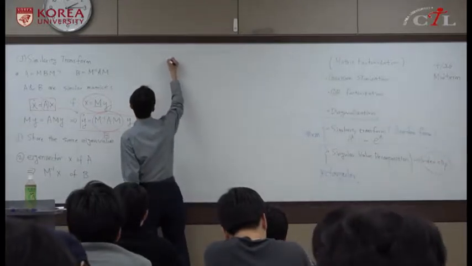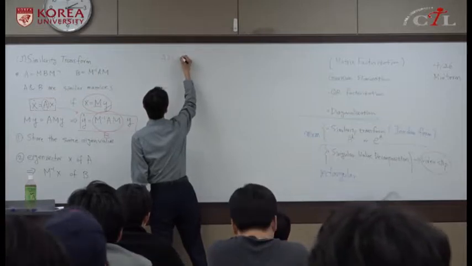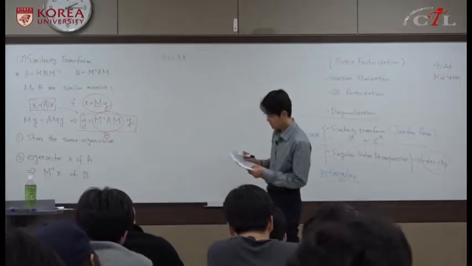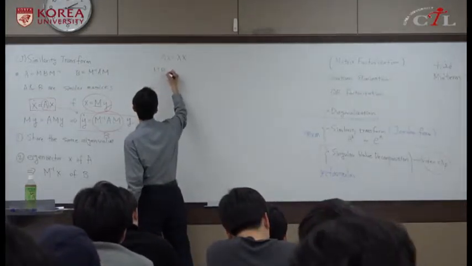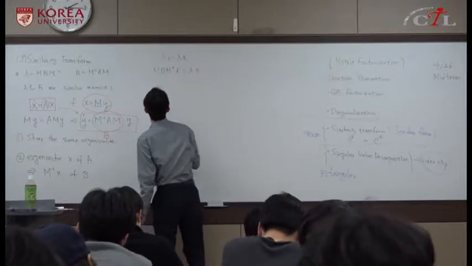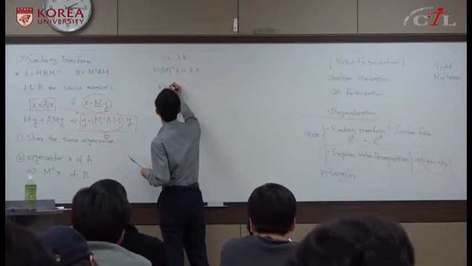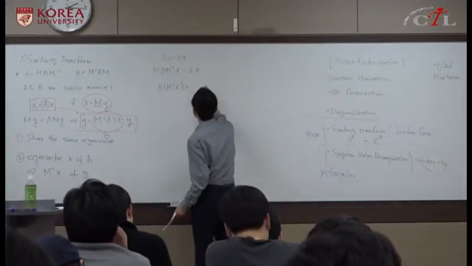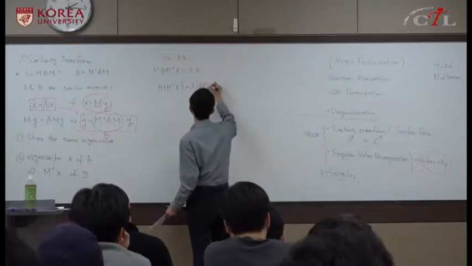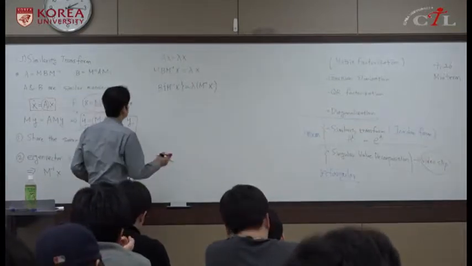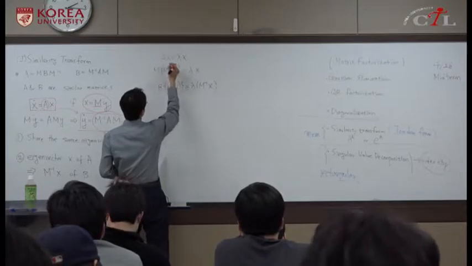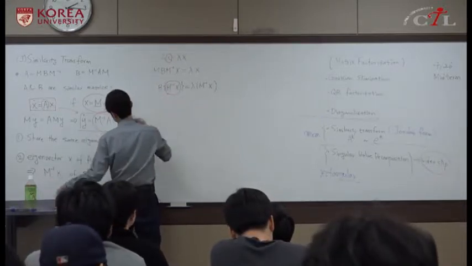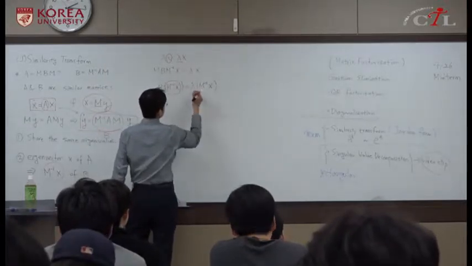Okay, let's say A has eigenvector x and eigenvalue lambda. Then A x equal to M B M inverse x equals lambda x. So B M inverse x equals, since lambda is a scalar, it can come to the front, lambda M inverse x. So we see A's eigenvector was x, and B's eigenvector is M inverse x. And they share the same eigenvalue.